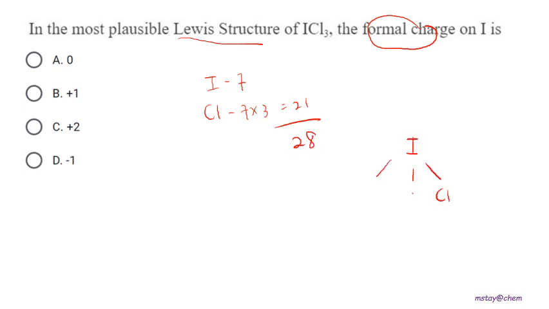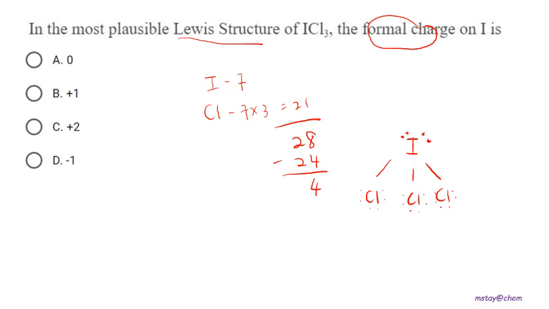Iodine with 3 chlorine. So each chlorine is going to achieve an octet. So 8 times 3 is 24. So we have an extra 4 electrons, which we're going to place on the iodine central atom.